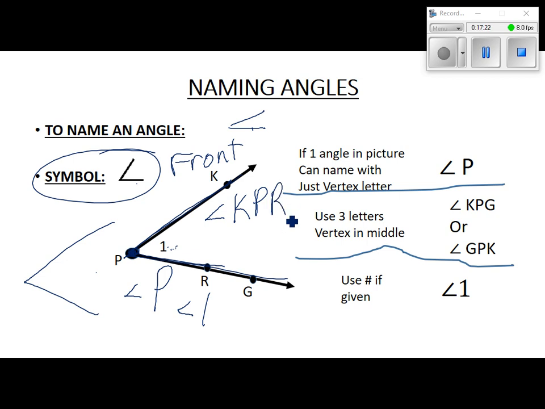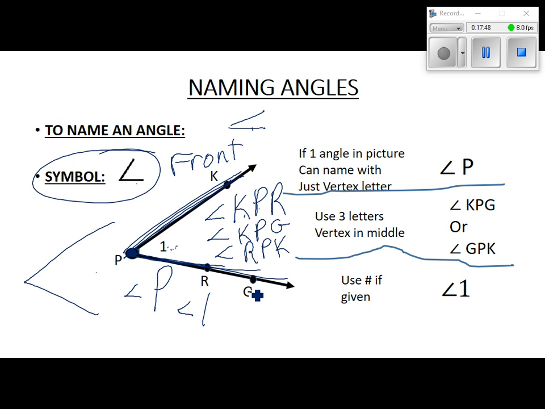It's always 3 letters. You don't need both of these letters. So it's always 3 of them. K, P, R, K, P, G. Anybody have any other way that you think I could name that angle? Instead of going this route, how could I go? Flip it around. RPK. So R, P, K would work. G, P, K. GPK would work. So on and so on.